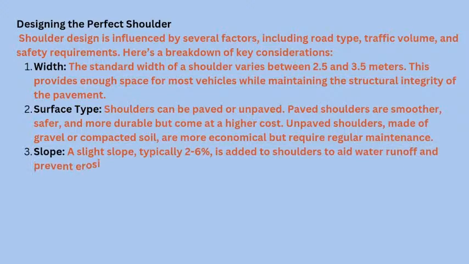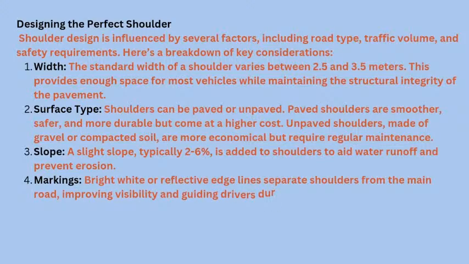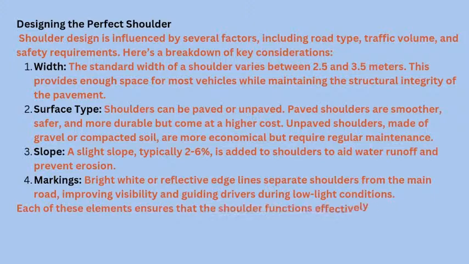A slight slope, typically 2 to 6%, is added to shoulders to aid water runoff and prevent erosion. 4. Markings. Bright white or reflective edge lines separate shoulders from the main road, improving visibility and guiding drivers during low-light conditions. Each of these elements ensures that the shoulder functions effectively under various conditions.